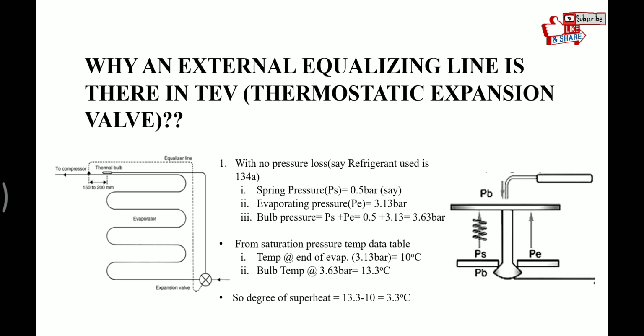This externally equalizing line is not there on all the expansion valves which are used for refrigeration systems. It is provided only in the evaporators which are larger in size, mostly because there is loss in evaporating pressure. So how does this loss affect, and why do we require an externally equalizing line?